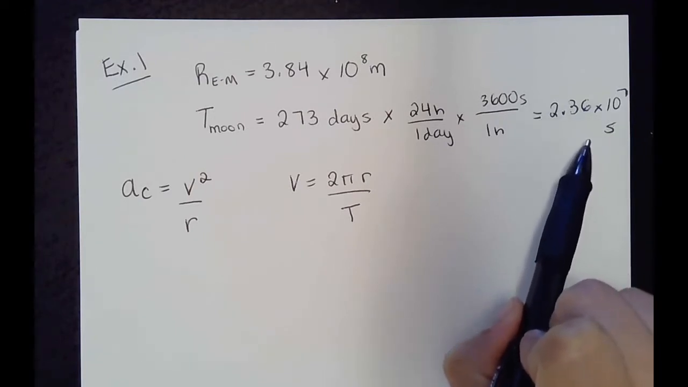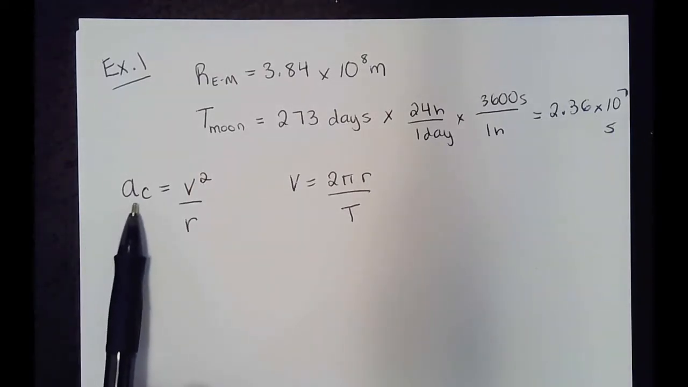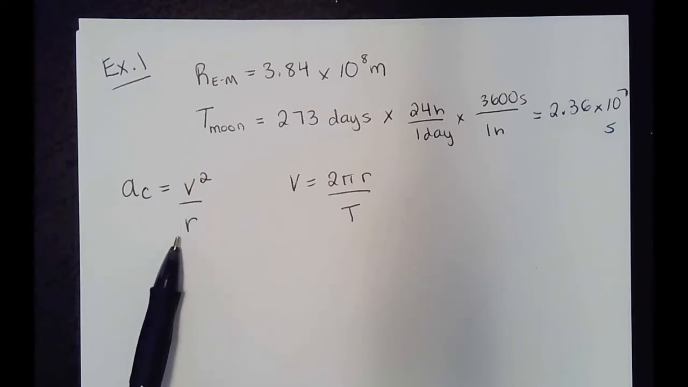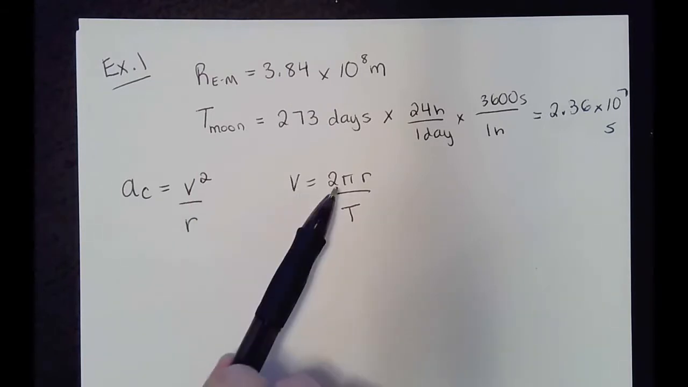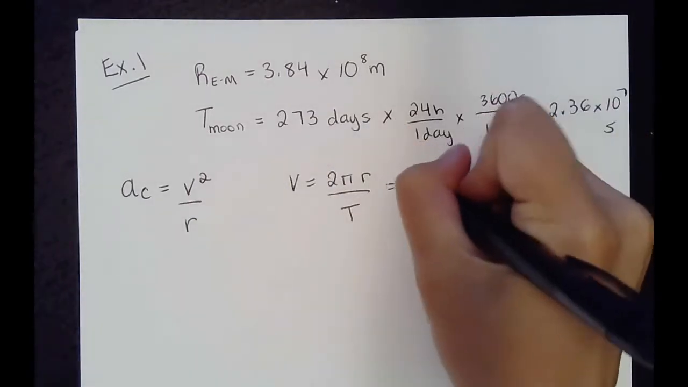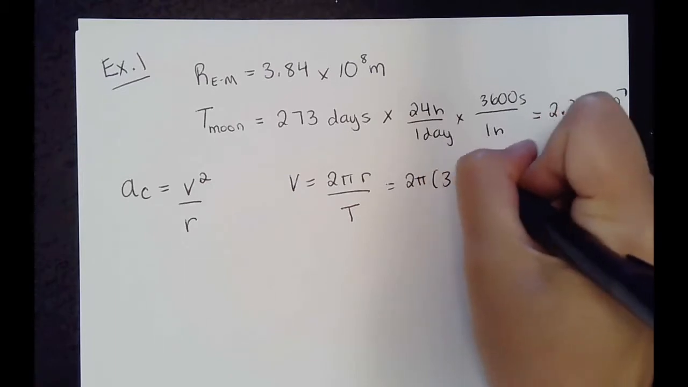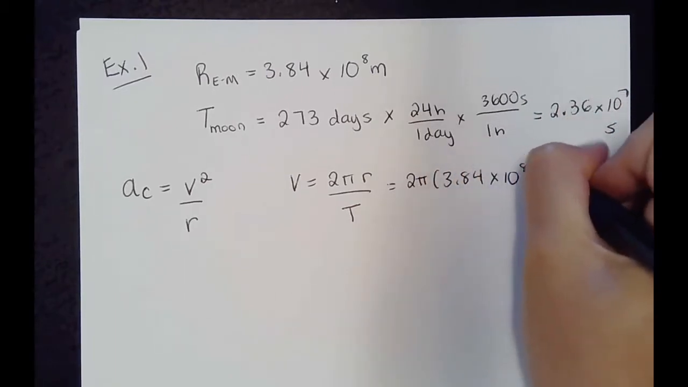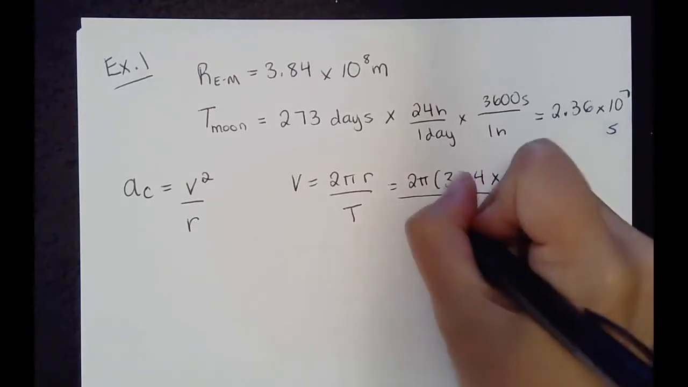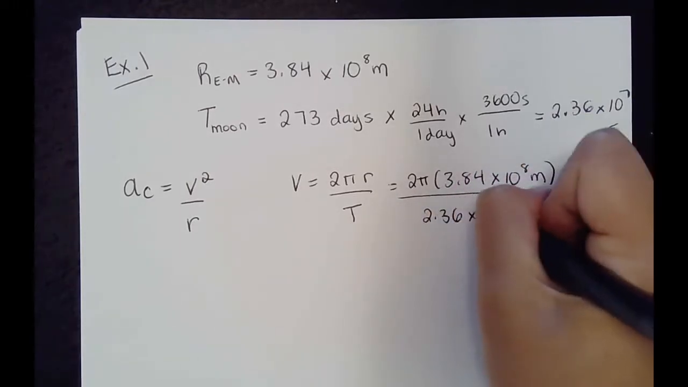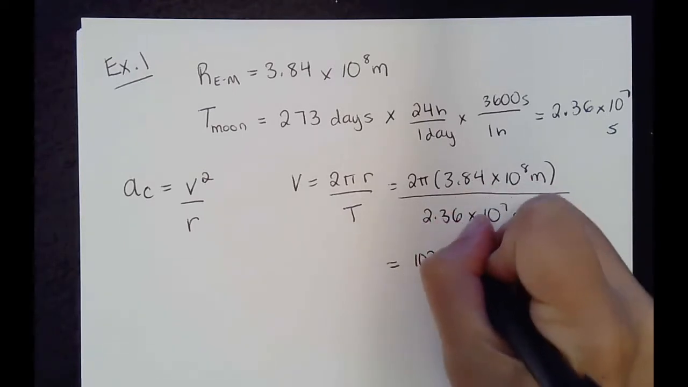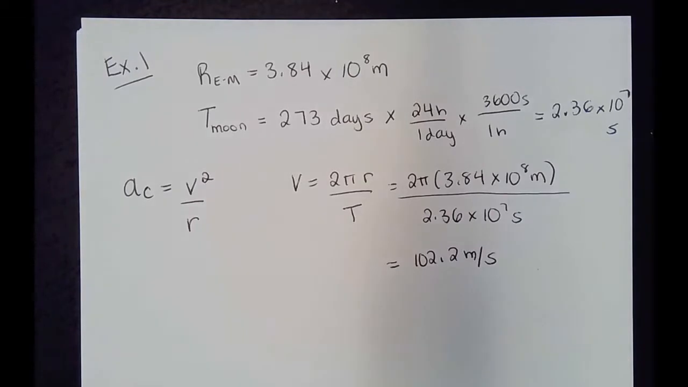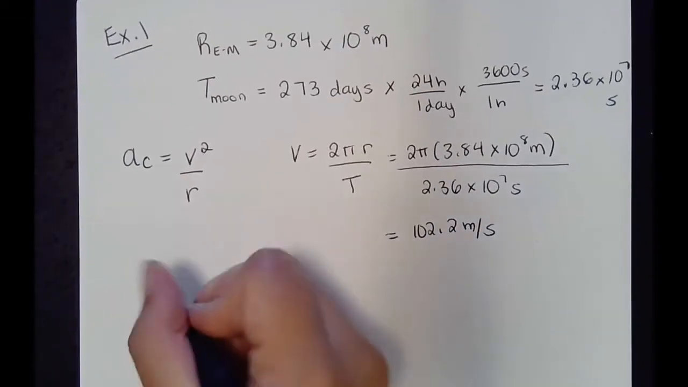7 seconds. All right, so we want to eventually find our centripetal acceleration, which is v squared over r. So to do that, we can find the speed first. We could plug it in here, or we can just calculate this number first. So 2 pi times 3.84 times 10 to the 8 meters divided by 2.36 times 10 to the 7 seconds is 102.2 meters per second for the speed of the moon in its orbit.